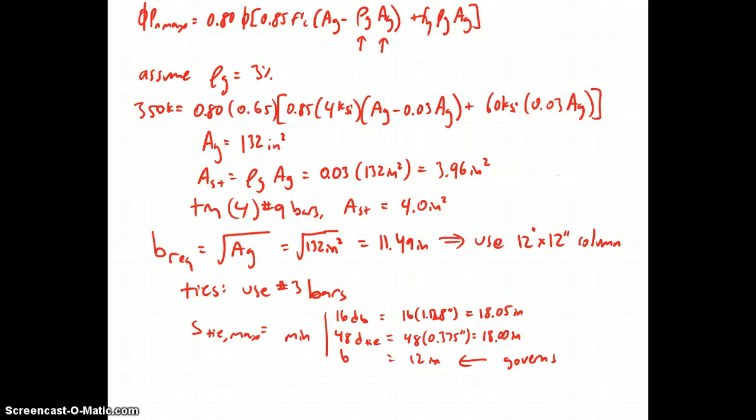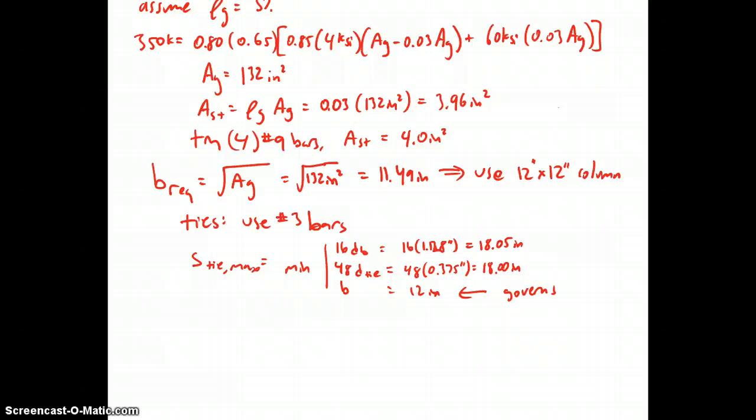Now we have everything we need to design: the longitudinal bars in the column, the tie size, the tie spacing, and the outer dimensions of the concrete. We're just going to do a check now using our actual numbers. So check phi Pn.